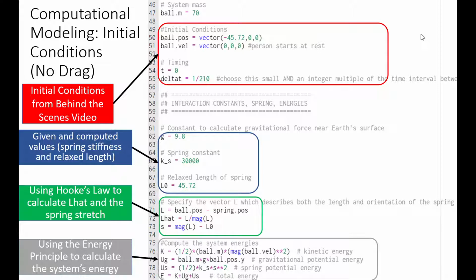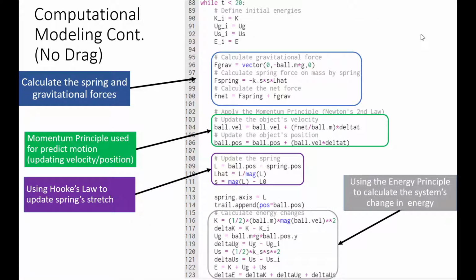In green, I used Hooke's law to calculate L hat and the spring stretch, and lastly, I incorporated the energy principle to calculate the kinetic energy and the spring and gravitational potential energies to calculate the system's total energy. Next, I updated the system's data iteratively by defining my initial energies, calculating the spring and gravitational forces in blue, incorporating the use of the momentum principle to update the velocity and system's position as well. In purple, I used Hooke's law once again to update the spring stretch, and lastly, I used the energy principle to update the system's energy as shown in gray by taking the sum of delta K, delta UG, and delta US.